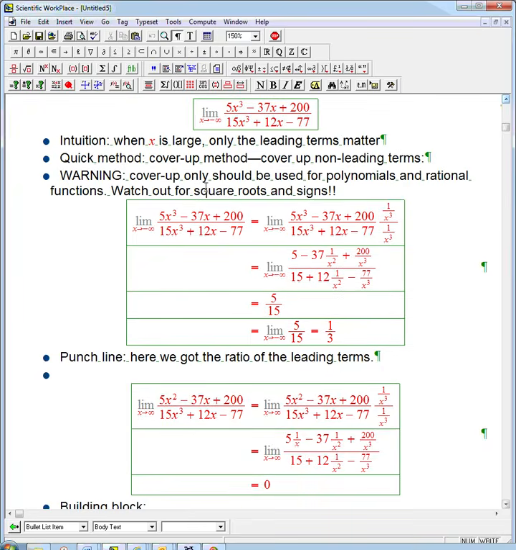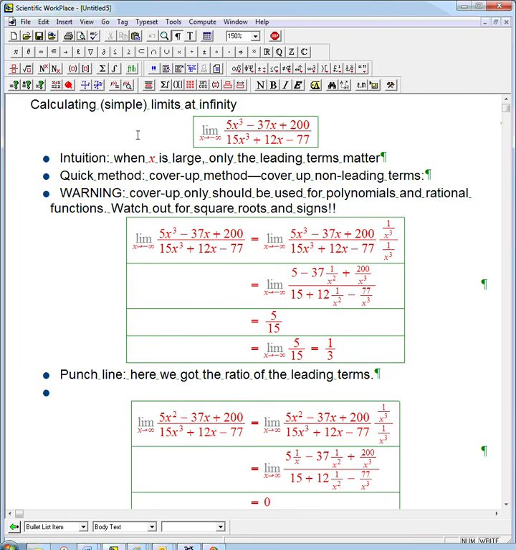And this is always going to work when we have polynomials and rational functions. The lower order terms just don't matter. But if you have things like square roots, it actually is rather more subtle. And in particular, there are some weird sign issues and some other subtleties that happen. But I wanted to focus on the simple ones here.